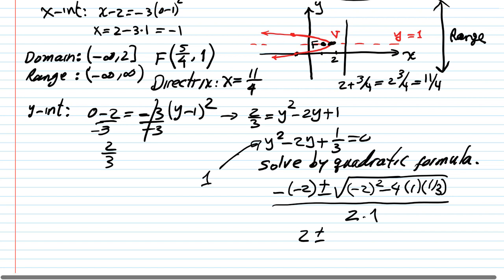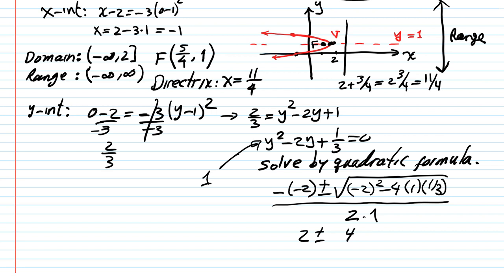So this would be 2 plus or minus the square root of 4 minus 4/3. 4 minus 4/3, that would be 2 and 2/3. Square root of that. 8/3. You see that? That's not going to be rational. So let's not waste time on it. All right. Let me just leave it for you in case you want to pursue this further yourself. I'm just going to let it go.